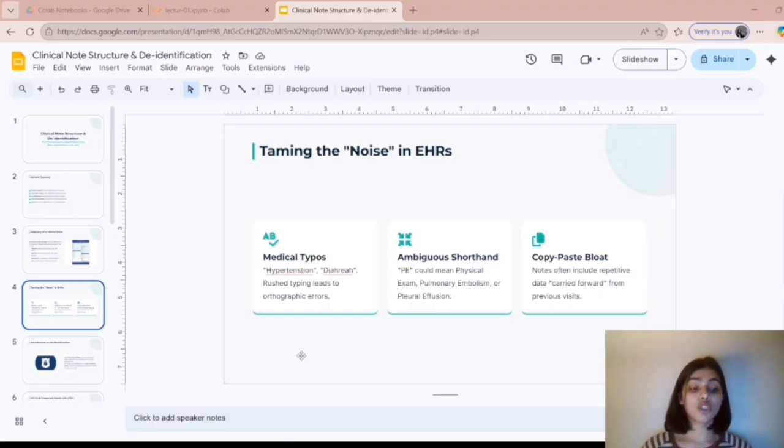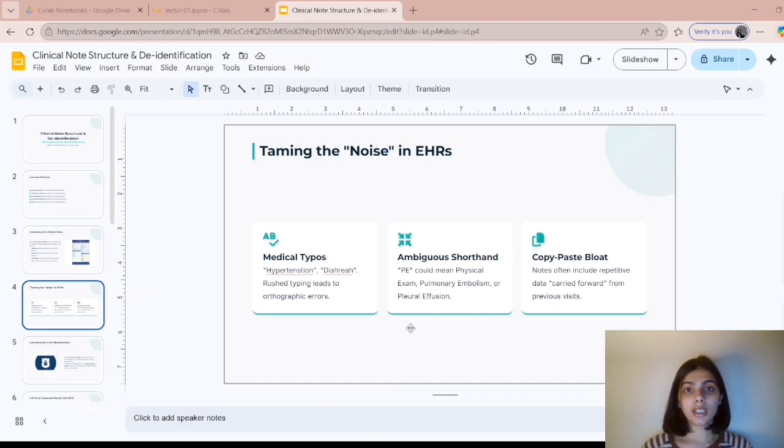Moving on to the ambiguous shorthands, the acronyms you use often have multiple meanings. So it's just like the one mentioned here. PE could literally mean physical exam, it could mean pulmonary embolism or pleural effusion, could be anything. So it is creating a mess here.